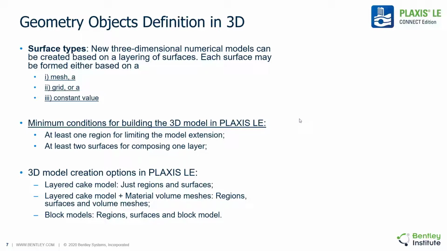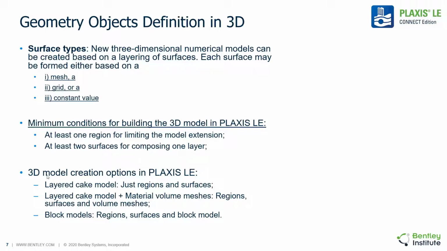So one surface for the top and one for the bottom, and at least one region for limiting the model extension as well. So these are requirements that we need to keep in mind when handling PLAXIS LE. So let's say you only have the topography of the top of your model. You can import this topography and define a bottom surface using a constant elevation, if it's the case, or even define a certain offset of your top elevation to consider as a bottom.